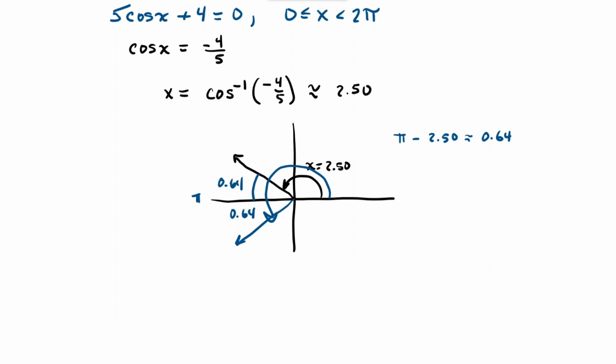The same reference angle gets used in all four quadrants, and that means that our other solution is x equals pi plus 0.64, which to 2 decimal places is 3.78. So our approximate solutions to 2 decimal places are 2.50 radians and 3.78 radians.